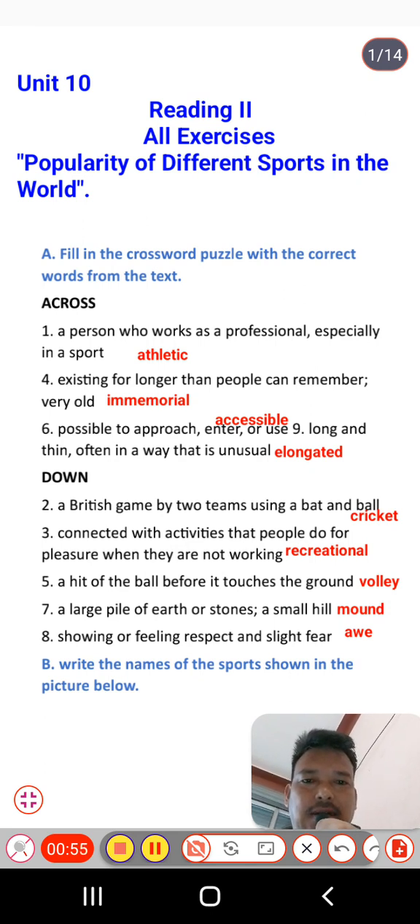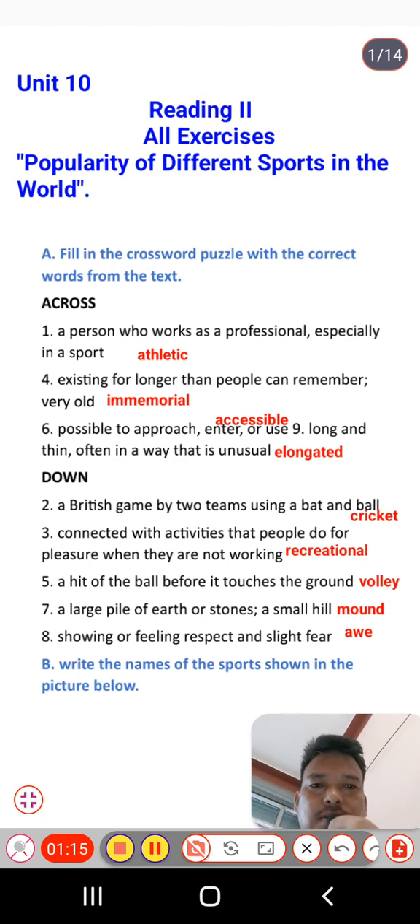So here you have been given a crossword puzzle, and you have to fill the crossword first across, then downward. First we have a person who works as a professional, especially in sports. So by filling across, the right word is athletic.